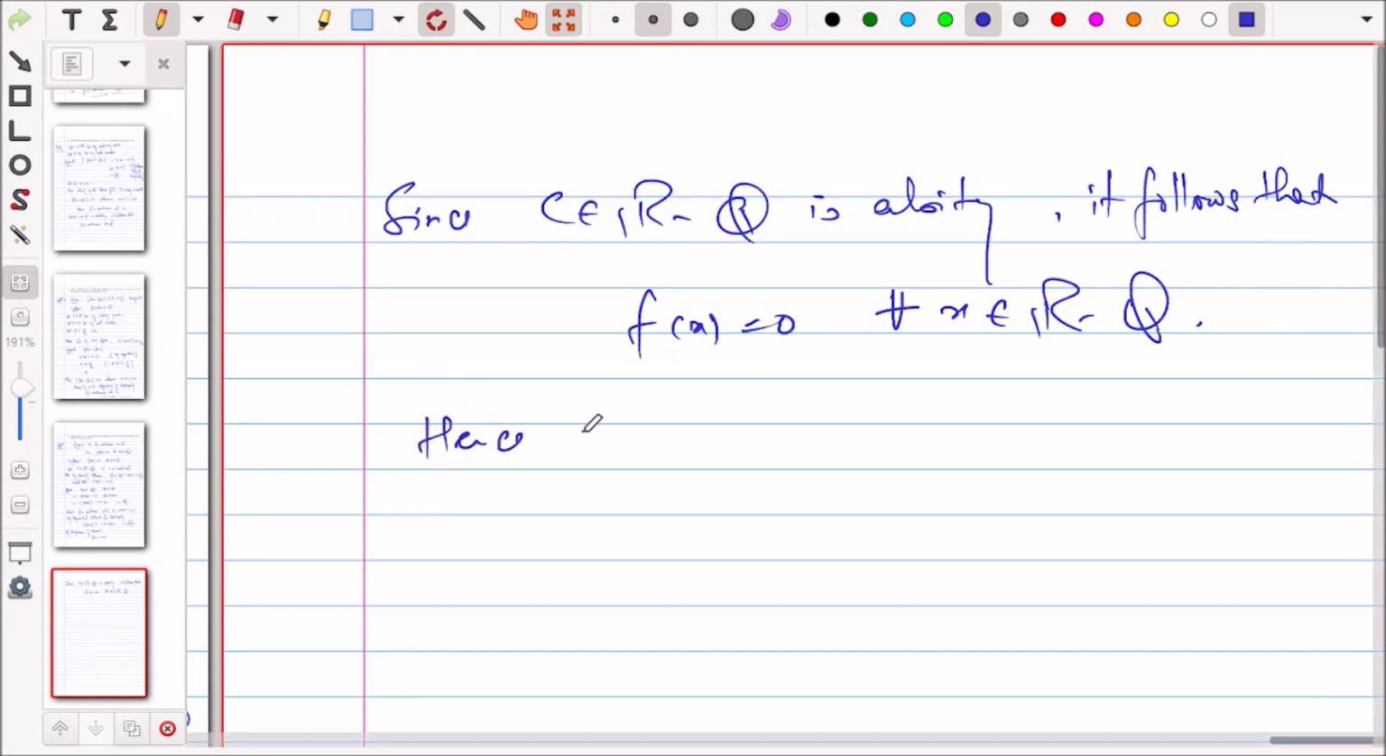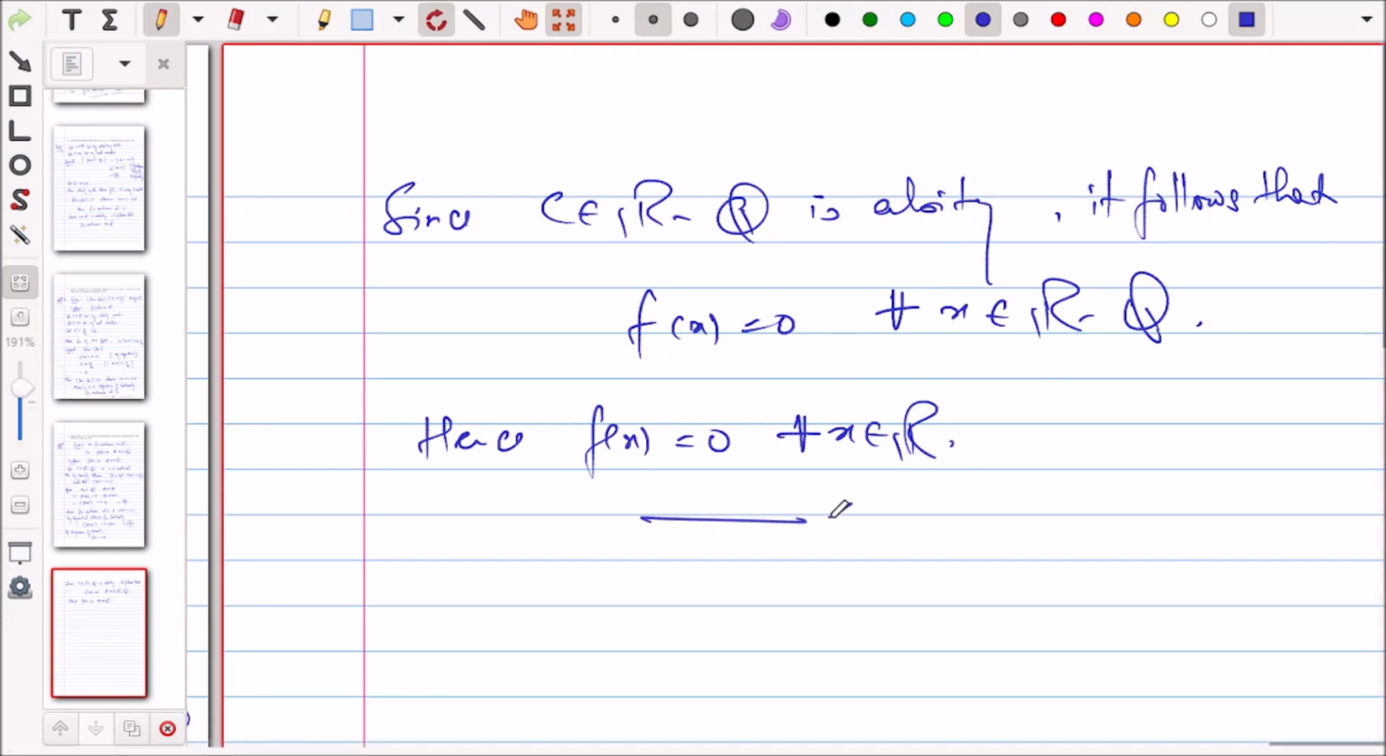Hence f(x) is equal to 0 for every x in R, because we are already given that f(x) is 0 on the set of rationals, and we have shown that f(x) is 0 on the set of irrationals, so f(x) is 0 on every real number. So this completes this proof. Okay, so this is how in a Dirichlet type of problem you will have to use this condition. Okay, now let us take another question.